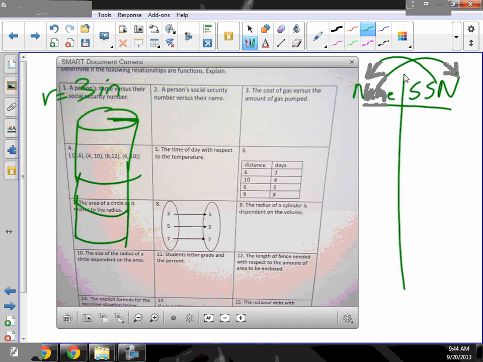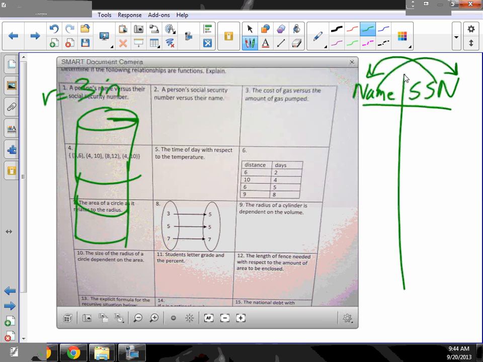What if I flipped it around? What if I gave you the volume of a cylinder? Does that guarantee a single radius? No. How come? It could be short and fat or tall and skinny and have the same volume, but it would have two different radii. So that one doesn't work either way.